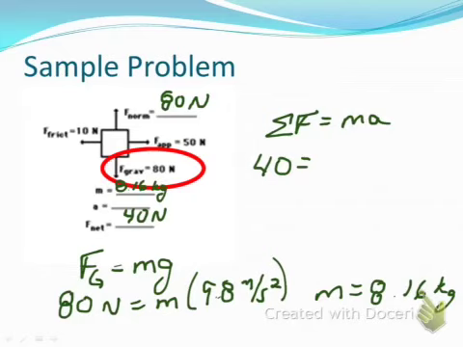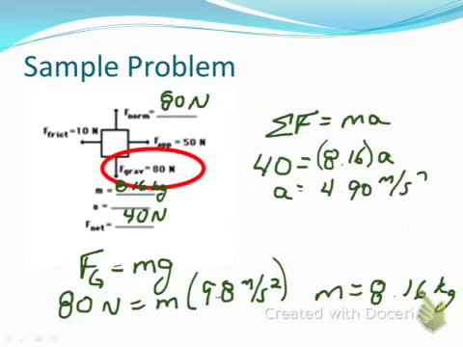Now that I have that information, I can solve for my acceleration. We've got 40 newtons as our net force, or the sum of the forces. We now have mass. The goal is to find how quickly this object is accelerating. Plugging into our calculator, we're getting 4.90 meters per second squared. Now I've got all of the missing information.